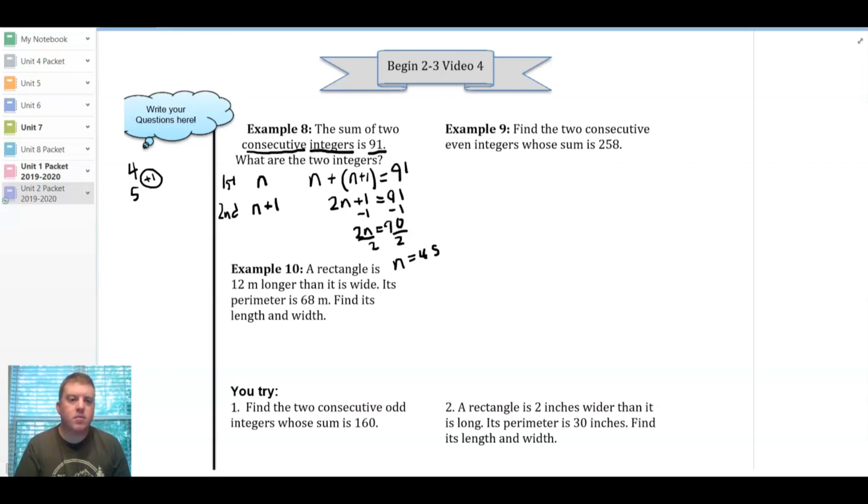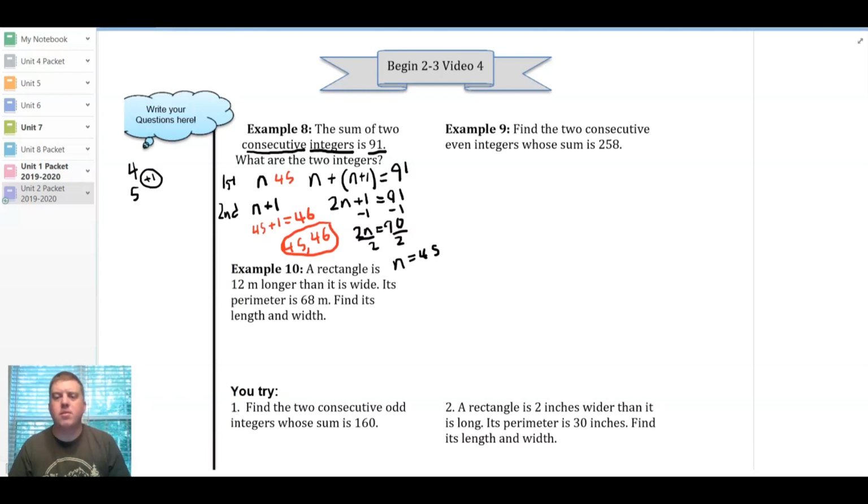Now, it did ask us for the two integers, and we only got one number as our solution. So we used n to represent our first number. I'm going to write that right here. To find our second number, we're just going to do 45 plus 1, which would give me 46. So that shows me that my two numbers are going to be 45 and 46. There we have it. Alright, so they're going to throw another wrinkle at us on example 9.